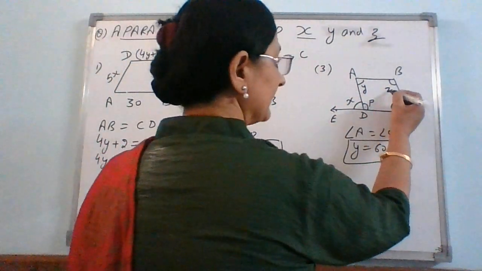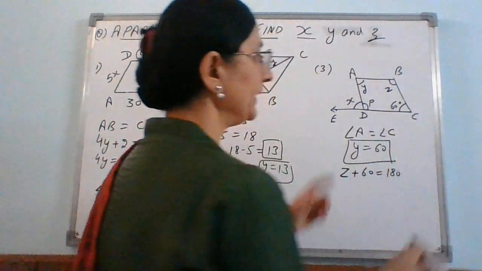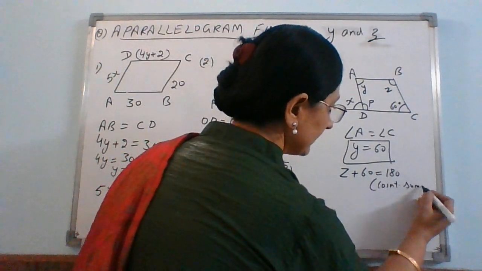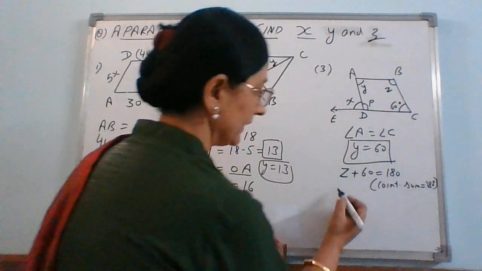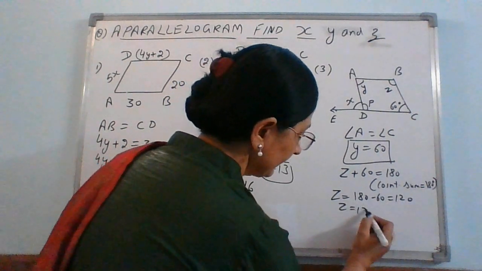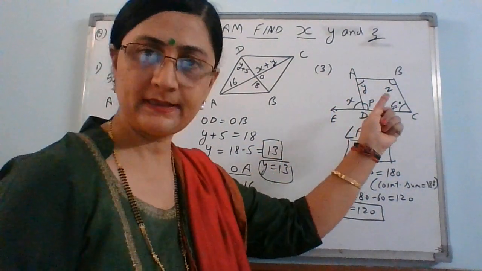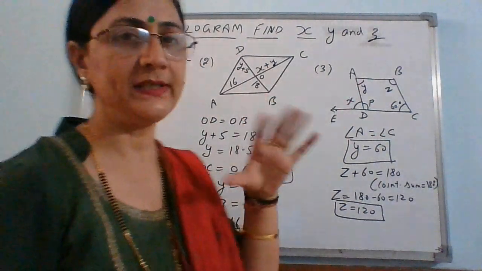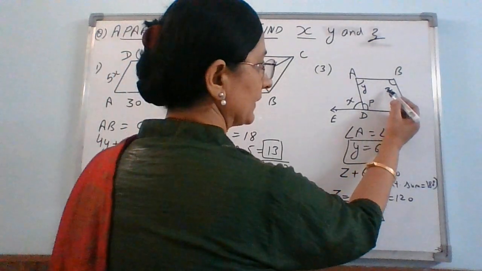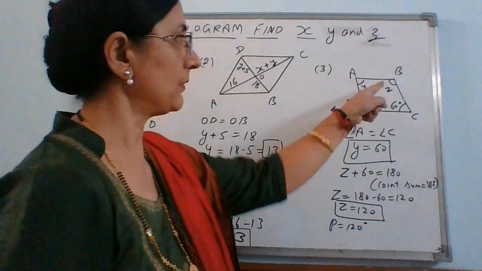Now, how to find this z? Here z plus 60 is 180. That is called co-interior angles sum, right? So I'll write here co-interior sum, that is 180. Okay, so how to find z now? 180 minus 60 and that is 120. So z will be 120. We found y with the help of C, opposite angles equal. Then z and 60, they are co-interior, sum 180. So z will be 180 minus 60, that is 120. So this is 120. So P and z are opposite. So P will also be 120 degrees because opposite angles are the same.